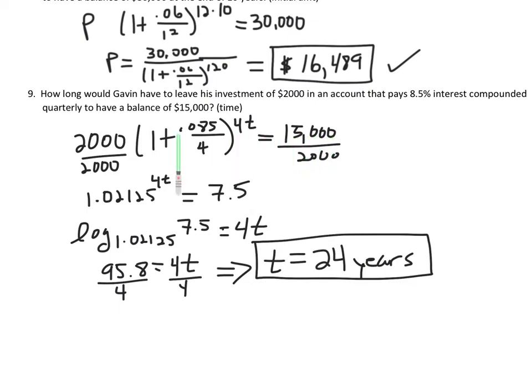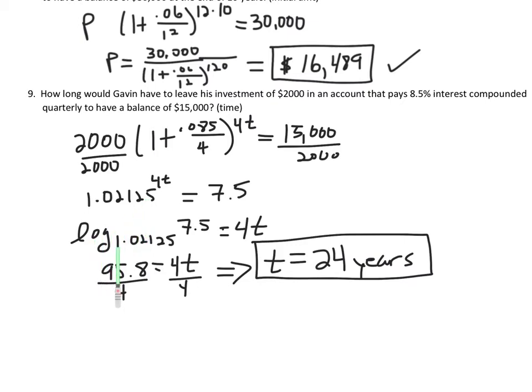So this is the initial setup. We're going to divide by 2,000 on both sides. I'm going to go ahead and convert this to one single number, and I get 1.02125, which is what this equals, to the 4t equals, and then 15,000 divided by 2,000 is 7.5. Now to solve for t, we need to take the log. So this is the base of our log. So that's going to be, since this is the base of our exponent, this is going to be the base for our log as well.